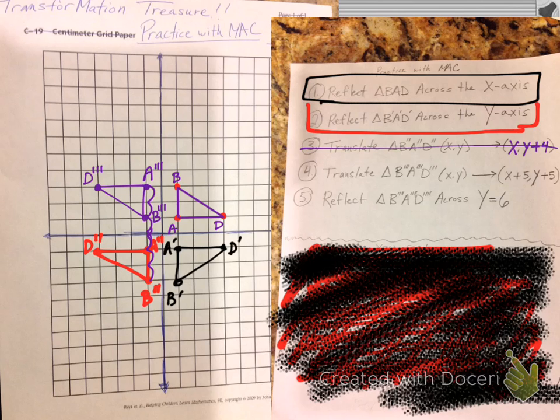That one's done. Now it says translate it +5 in both directions, in the x add 5 and in the y add 5. How easy is this? 1, 2, 3, 4, 5. 1, 2, 3, 4, 5. There's where D triple prime is. Quadruple prime. A must be right here, because it's 3 away from D. And B is right here, because it's 2 away from A.